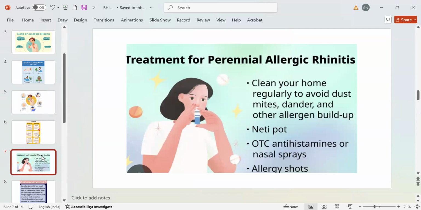And these are the prevention: clean the home, keep the home clean from mites, danders, and other allergens.